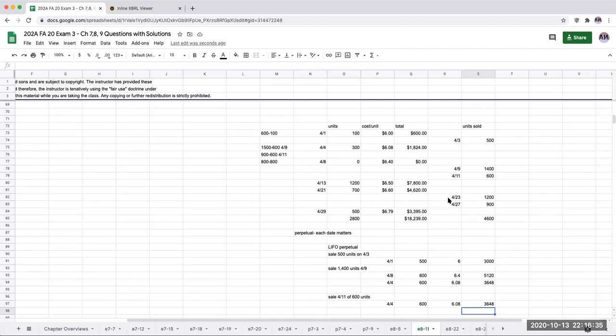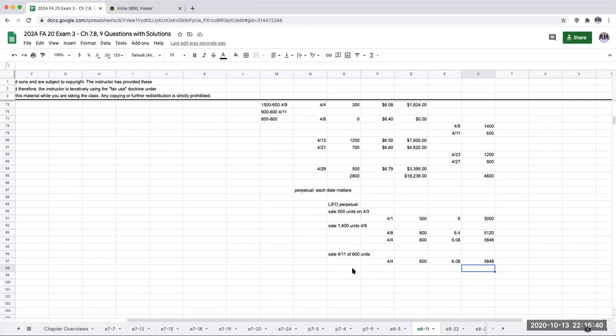Okay, now I come over here to April 23rd. When I come over here to April 23rd, I go here and look, say, all right, last in, first out. I'm going to first take from April 21st. I'm going to take all 700 units. This is going to go to 0, and this is at $6.60. So this here is going to be 4620. I'm not done yet though.